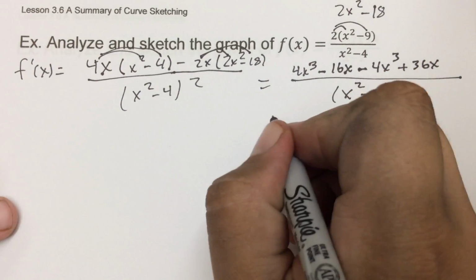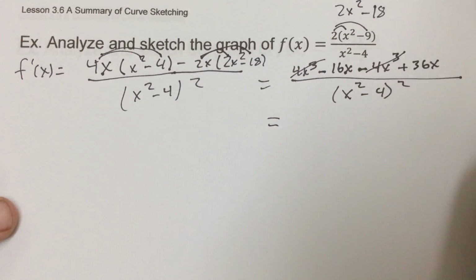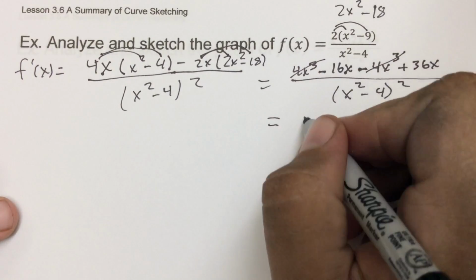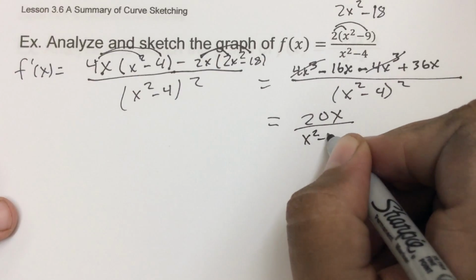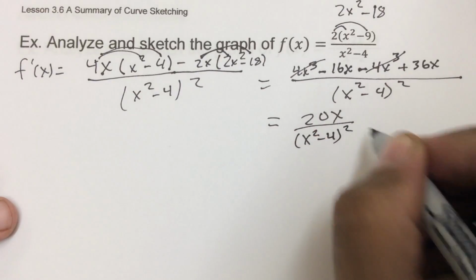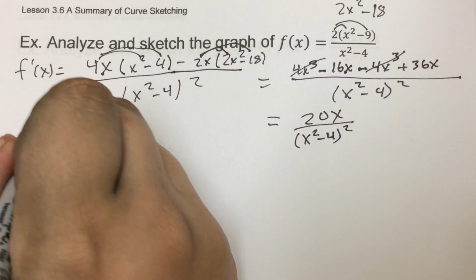So, last step here. Negative 4x cubed and positive 4x cubed cancel. Negative 16x and a positive 36x make 20x over x squared minus 4 squared. So, first derivative done. Second derivative now.